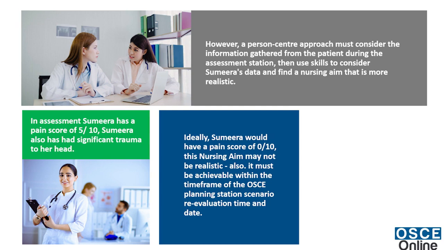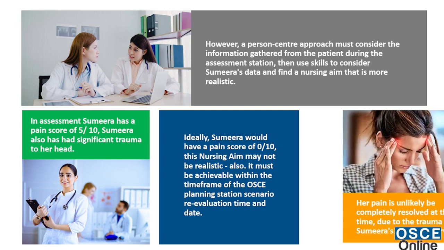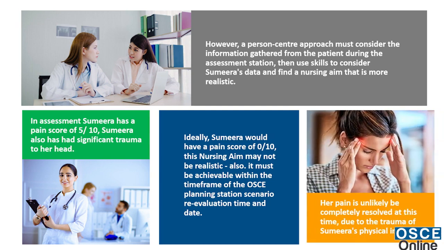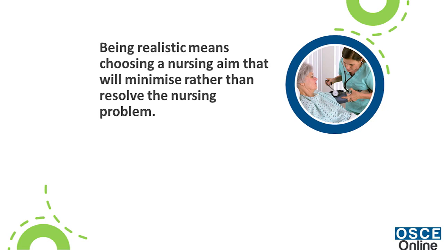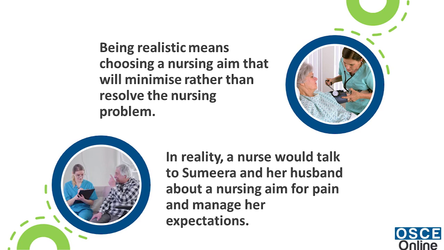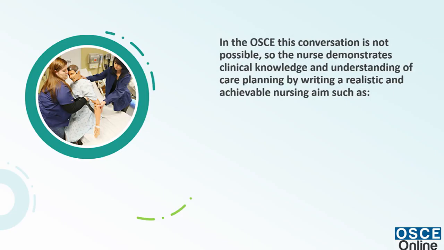Also, it must be achievable within the time frame of the OSCE planning station scenario re-evaluation time and date. Her pain is unlikely to be completely resolved at this time due to the trauma of Sumira's physical injury. Being realistic means choosing a nursing aim that will minimize rather than resolve the nursing problem. In reality, a nurse would talk to Sumira and her husband about a nursing aim for pain and manage her expectations. In the OSCE, this conversation is not possible, so the nurse demonstrates clinical knowledge and understanding of care planning by writing a realistic and achievable nursing aim, such as Sumira will rate her head pain at 3 out of 10 or less.